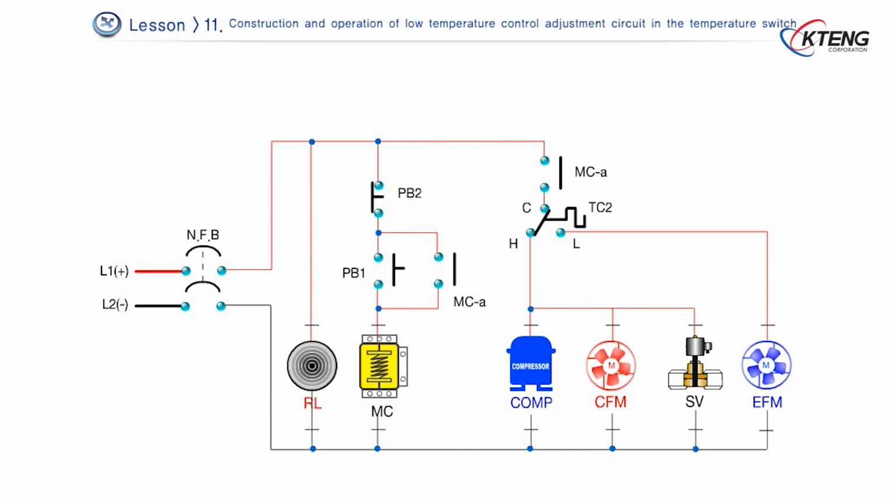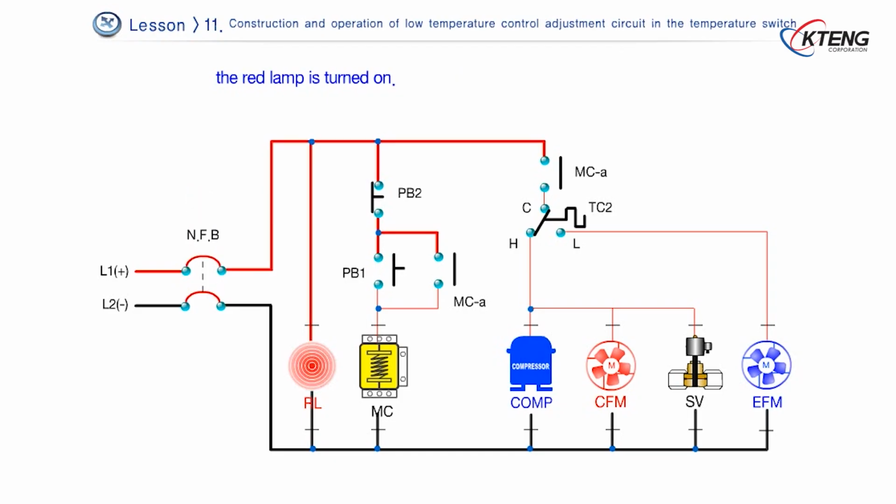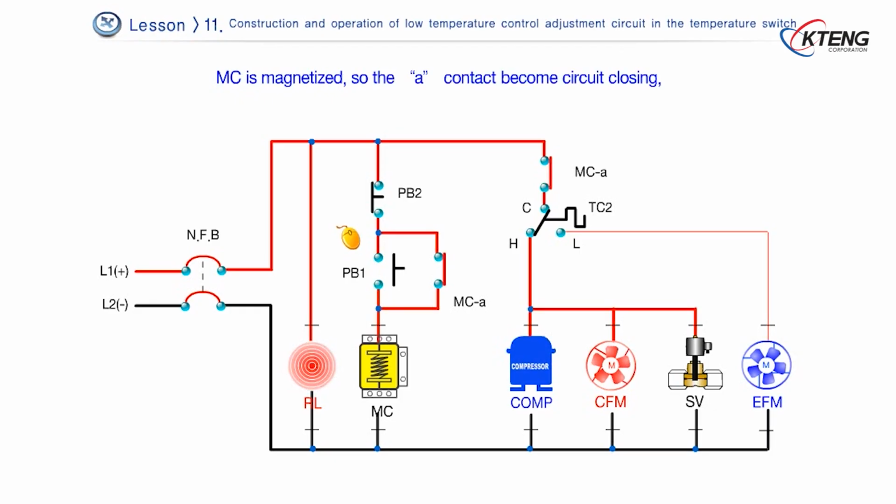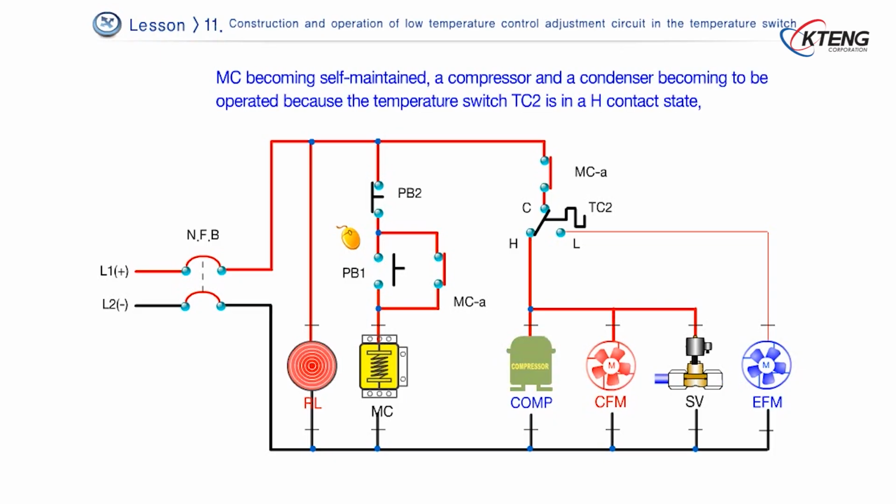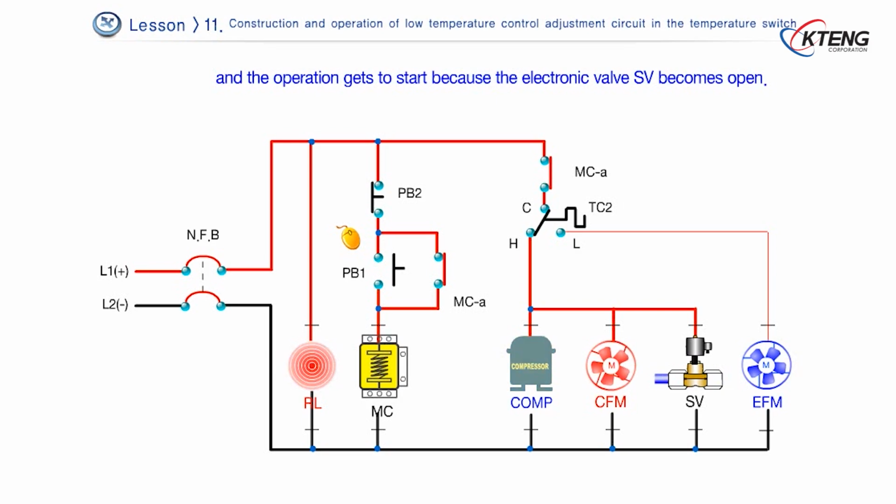If the NFB circuit breaker switch is turned on, the red lamp is turned on. If PB1 is pushed, MC is magnetized, so the A contact becomes circuit closing, MC becoming self-maintained, a compressor and a condenser becoming to be operated because the temperature switch TC2 is in an H contact state, and the operation gets to start because the electronic valve SV becomes open.